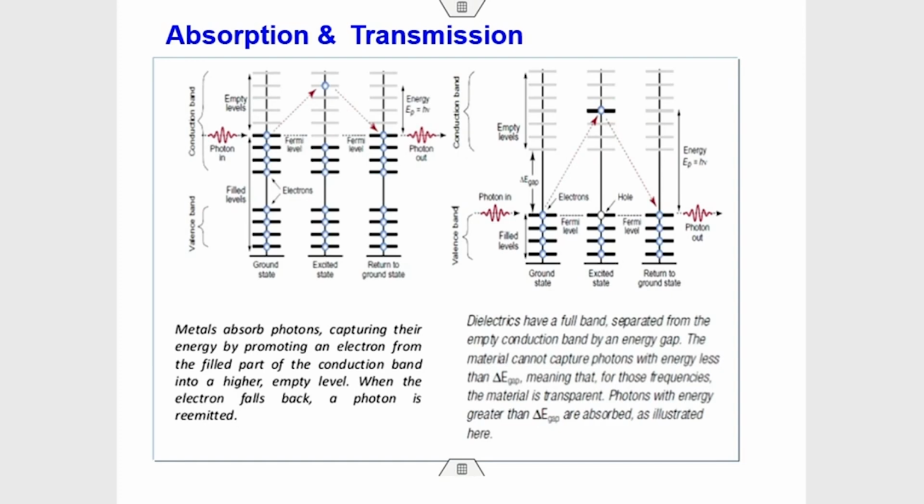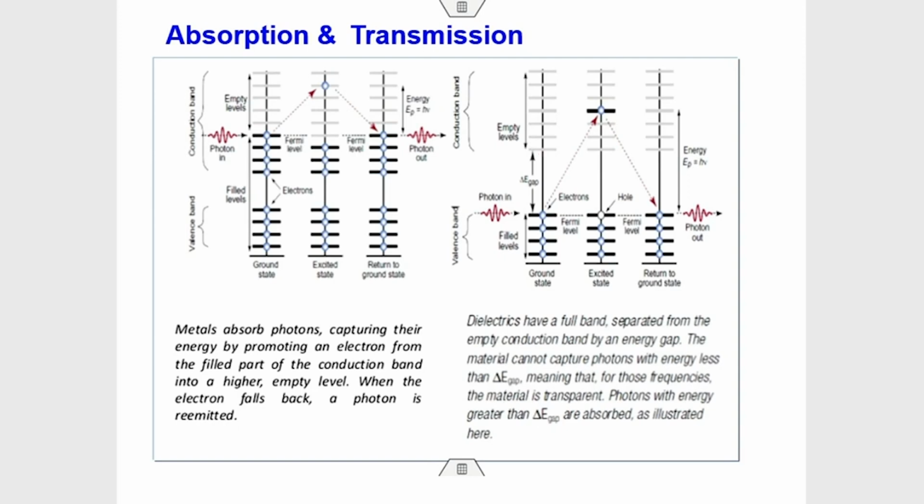Now, dielectrics, basically insulators, have a full band. That means their valence band is full and the conduction band is empty, right? So what happens when you shine light on them? The material cannot capture any photon with energy less than the gap. The gap between the valence and the conduction band, it cannot absorb.